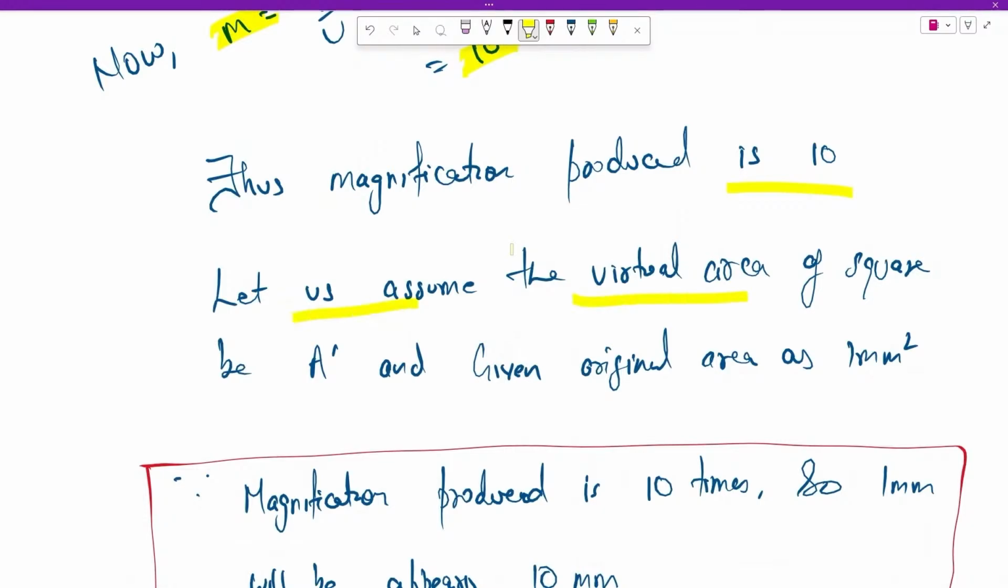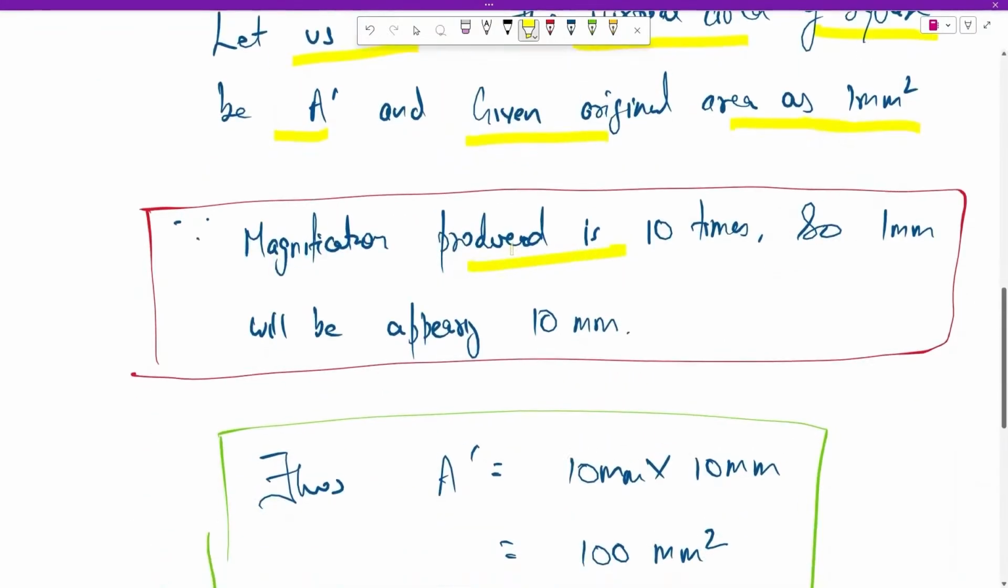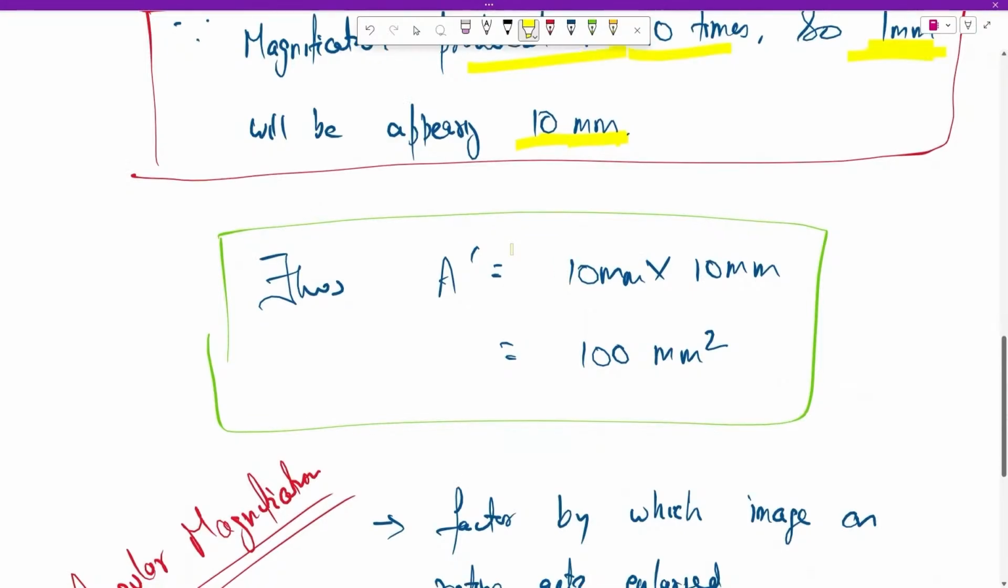So let us assume the virtual area of the square be A dash, and the given original area is 1 millimeter square. Now we saw that the magnification produced is 10 times, so 1 millimeter will appear as 10 millimeter. Now 1 millimeter square will appear as 10 millimeter cross 10 millimeter, that is 100 millimeter square. Since the linear magnification is 10 and area has 2 dimensions, 1 millimeter becomes 10 millimeter, and the area subtended by this would be equal to 100 millimeter square. So the two questions are clear.